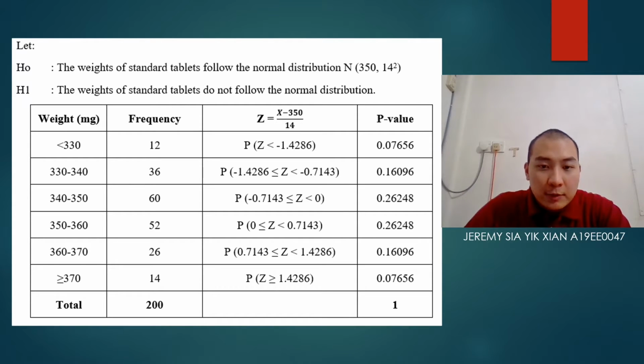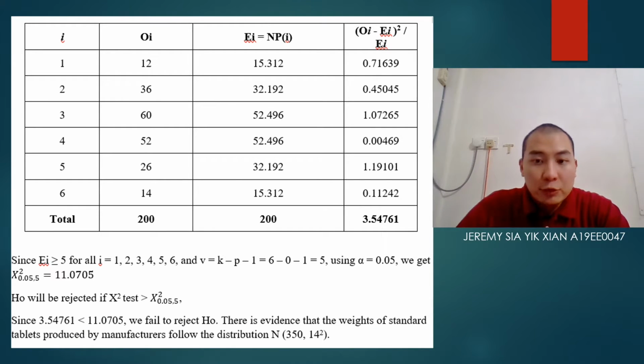Then we calculate the Z value and P value. To double check our calculation, we calculated the total of frequency to be 200 and the P value to be 1, which means that our calculations are valid. With all the P values, we calculated the values of Ei for each group using the formula multiplied by the probability Pi. Then we calculated the values of (Oi minus Ei) squared over Ei, and their sum was calculated.